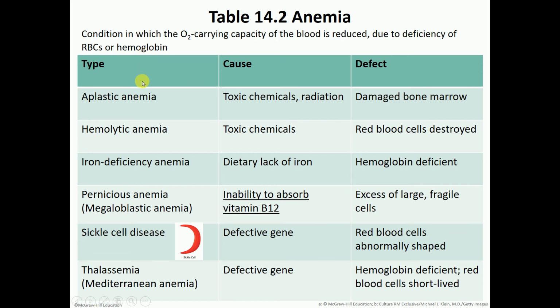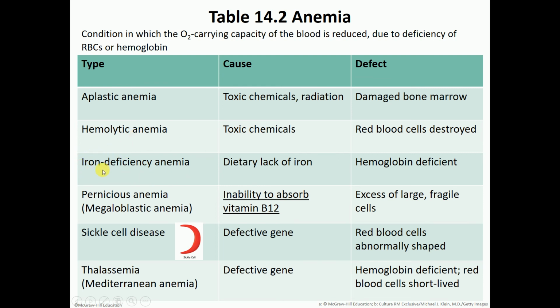So the different types of anemia, we've got aplastic anemia caused by toxic chemicals or radiation, leading to the damaging of the red bone marrow. There's hemolytic anemia caused by toxic chemicals, where the red blood cells are being made, but they are being destroyed by these toxins. So hemolysis means the breaking down or the destruction of the red blood cells.